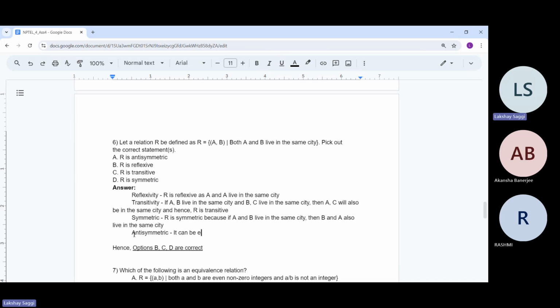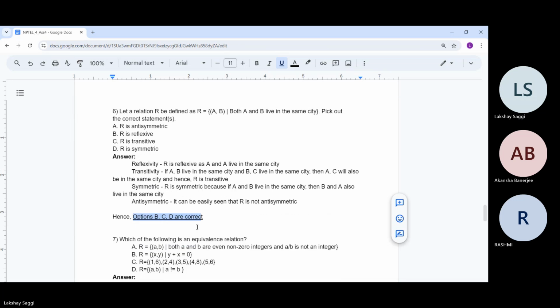It can be easily seen that R is not antisymmetric. And why is it the case for any two different people like A and B? If A, B live in the same city, then B, A will also live in the same city. So since it is symmetric, it won't be actually antisymmetric. So only options B, C, D are correct.